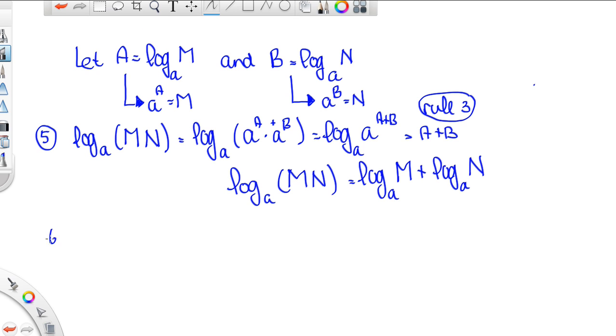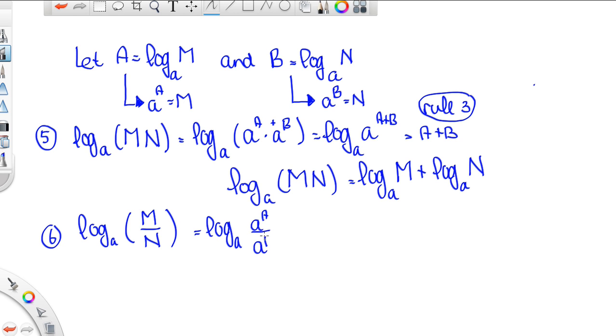Alright, so number 6 then would be, well, what about having a division over here? What should you get out of this? Well, let's just write that with m being a to the exponent of a, and n is a to the exponent of b. And since we're dividing here, that means we can subtract exponents. So the log a of a, and then a minus b. And then again, we're in rule 3, which says that these bases are the same. You should just get your exponents. So this is a minus b.